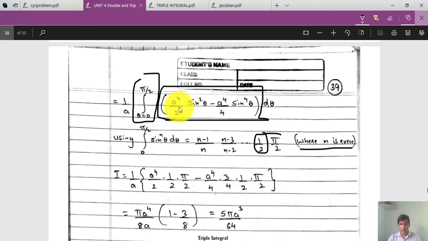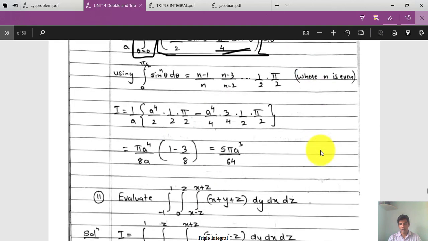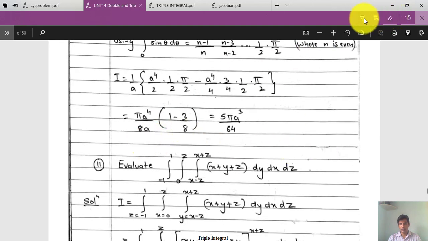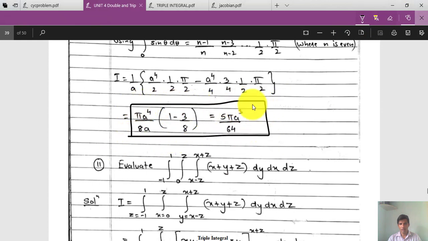So therefore after evaluating, this a power 4 divided by 2, I write it here as it is, and then sine 2 is even, so it is 1 by 2 pi by 2, minus, I will take the evaluated value for this particular integral, a power 4 divided by 4, 3 by 4, 1 by 2 and pi by 2, right? Therefore on evaluating it, this turns out to be my final answer.